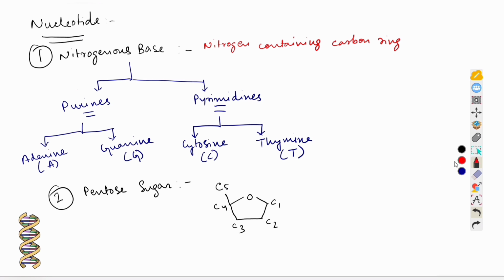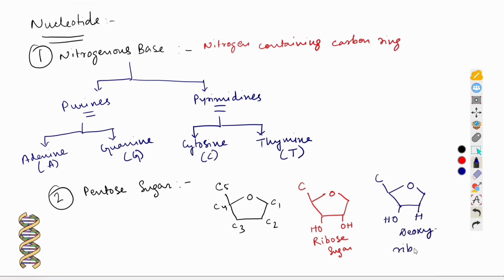Okay, now when these two positions, that is C2 and C3, have a hydroxyl group in it, it is known as ribose sugar. Whereas when the hydroxyl group here gets substituted with H, O is released. So it will become deoxyribose.